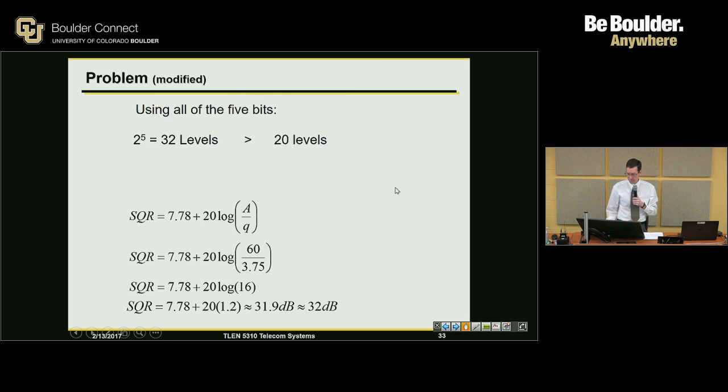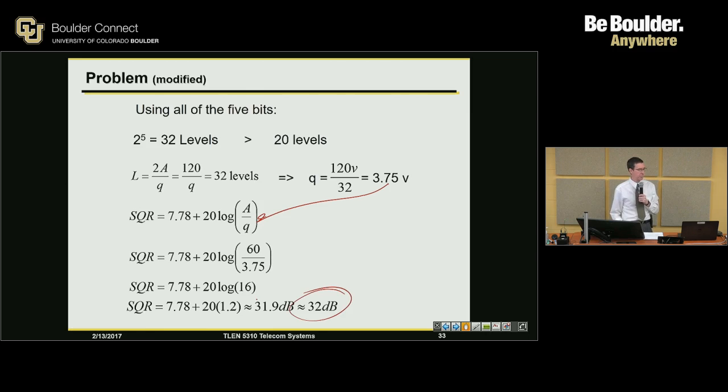So I've got the relationship that the number of levels is twice the amplitude over Q. I put the 120 in, and my number of levels is now 32. So I solve for Q. My Q is now 3.75 instead of the 6 that we had before. I take that Q, put it into the equation, and now my equation comes out to be 32 dB rather than, what was it before, 28?